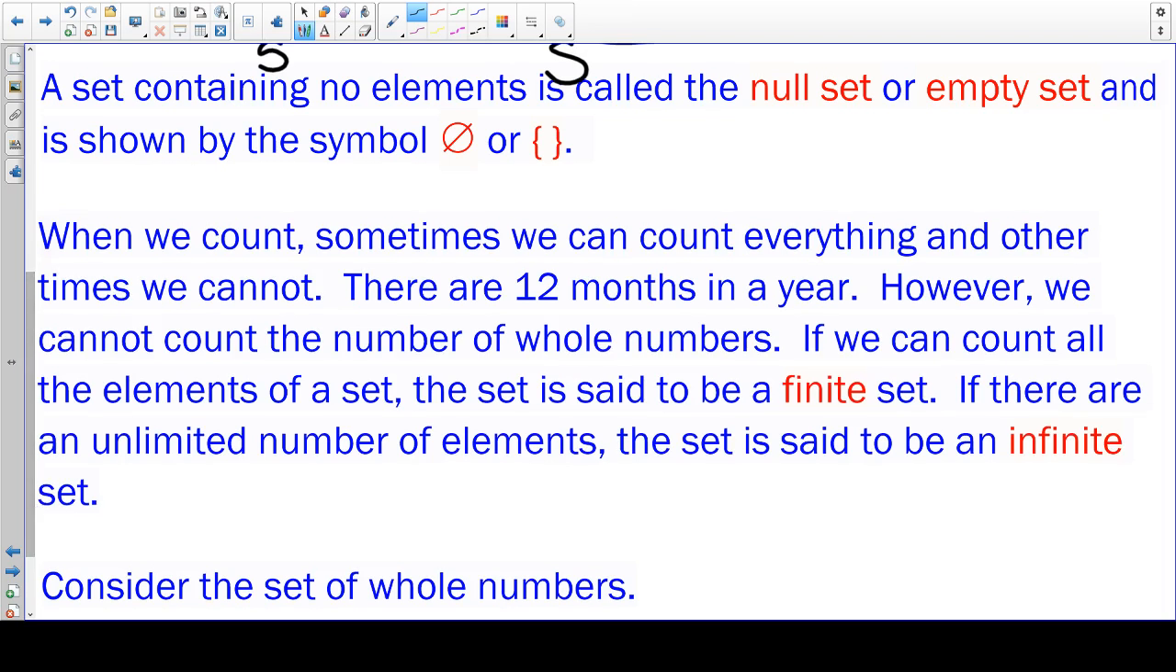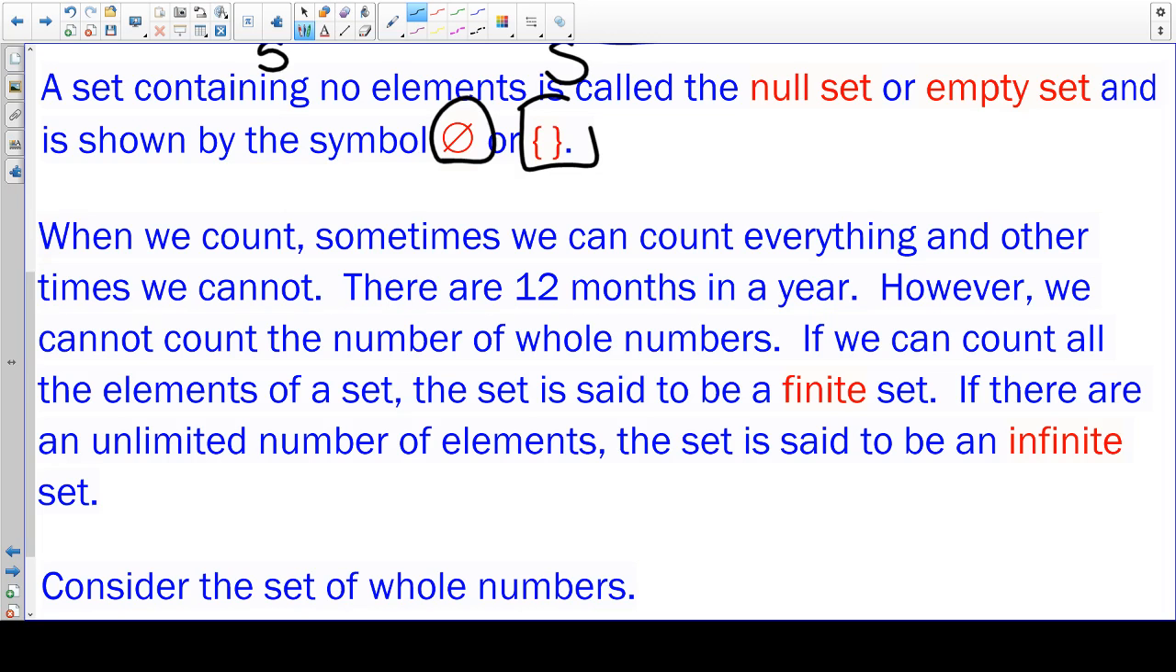A set containing no elements is called the null set or empty set, and is shown by doing a couple different things. You could put a big O, and you could put a slash through it. That's one way of saying the empty set. Or you could use your brace brackets, your left brace bracket, your right brace bracket, and put nothing in between. That also means the empty set.